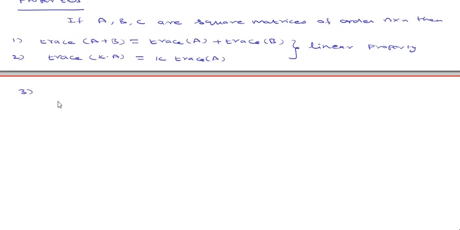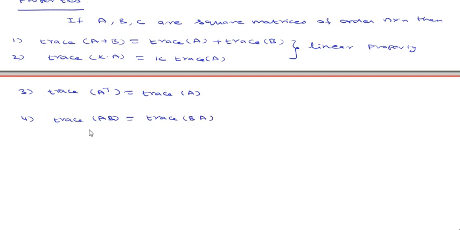The third property: trace of A transpose is the same as trace of A. And the fourth property: trace of AB is the same as trace of BA. Note that A and B are square matrices of order n by n, so the order of both AB and BA are the same, therefore we can define trace for both AB and BA.